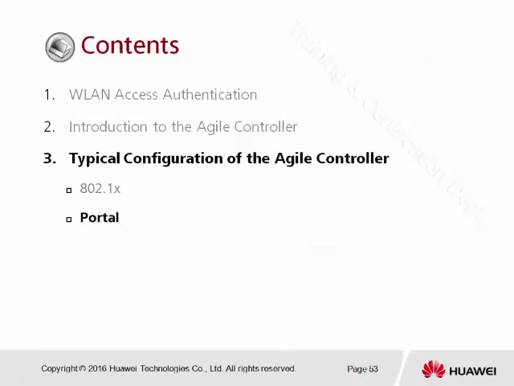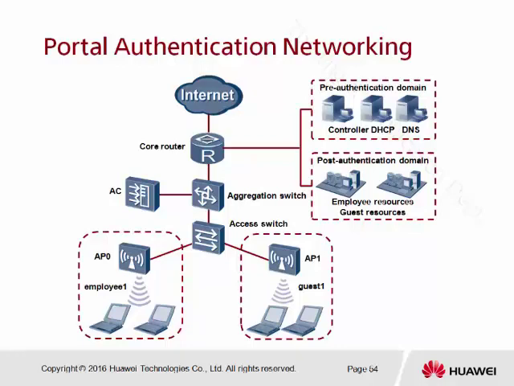So the configuration just now is the example for 802.1X. Now we have an example for the portal. We have a controller, DHCP, and DNS inside the pre-authentication domain. For the post-authentication domain, it's the same. We have two different types, which are the employee resource and the guest resource.